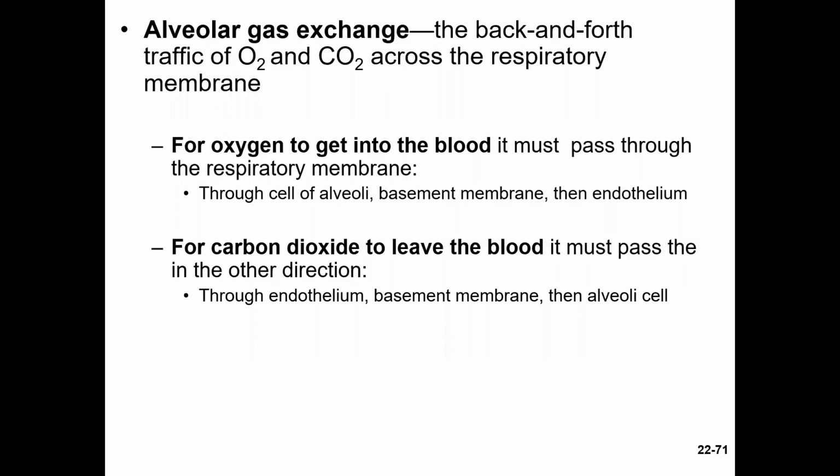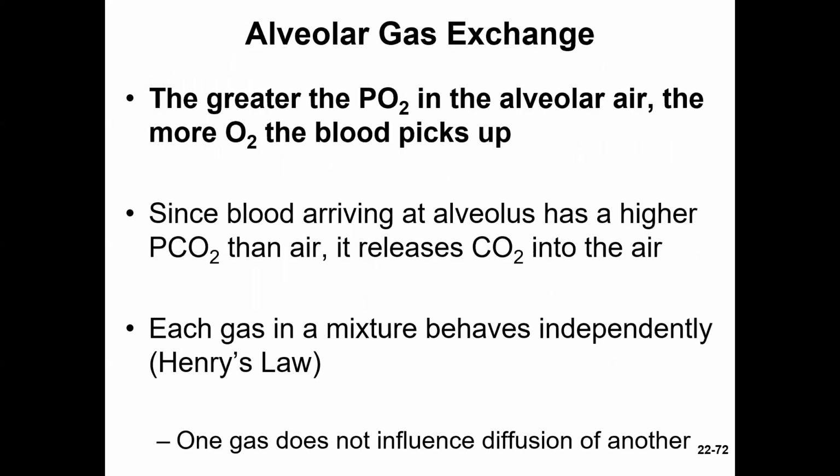So the alveolar gas exchange, the back and forth traffic of O2 and CO2 across those respiratory membranes. For oxygen to get into the blood, it must pass through the respiratory membrane, through the cell of the alveoli, basement membrane, then endothelium. For carbon dioxide to leave the blood, it must pass in the other direction, through the endothelium, basement membrane, then the alveoli cell. The greater the pressure of oxygen in the alveolar air, the more O2 the blood picks up. Since the blood arriving at the alveoli has a higher PCO2 than air, it releases CO2 into the air.